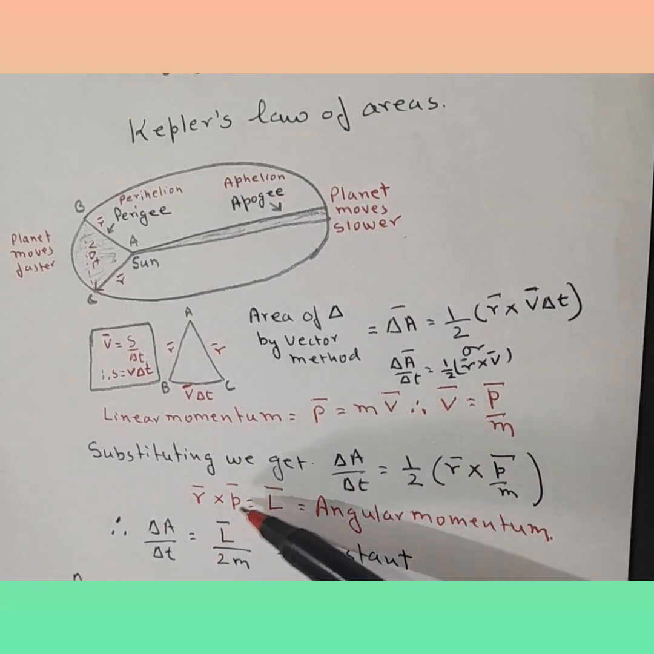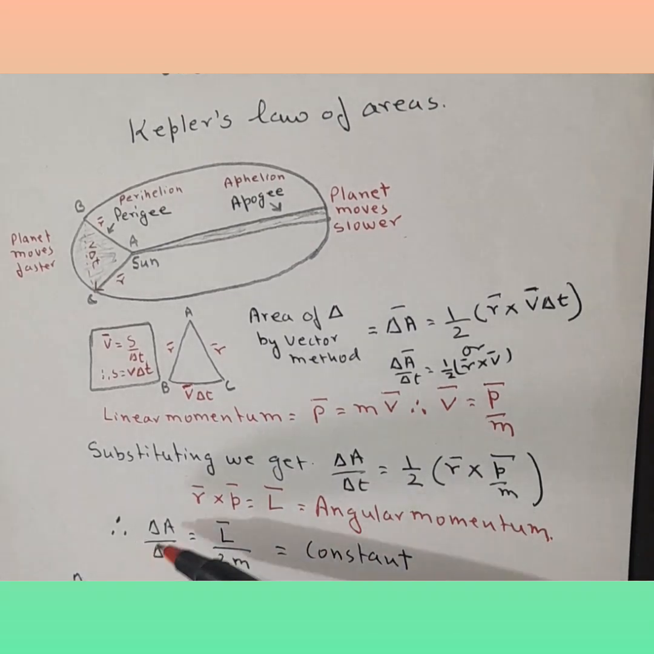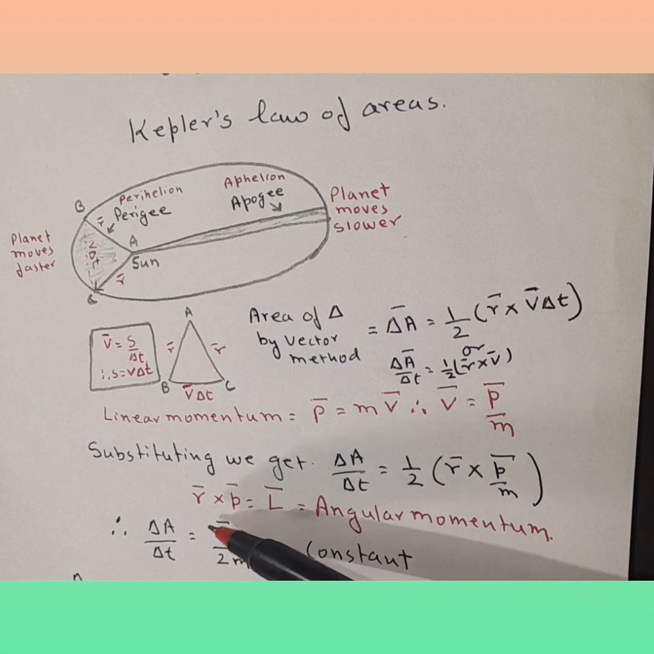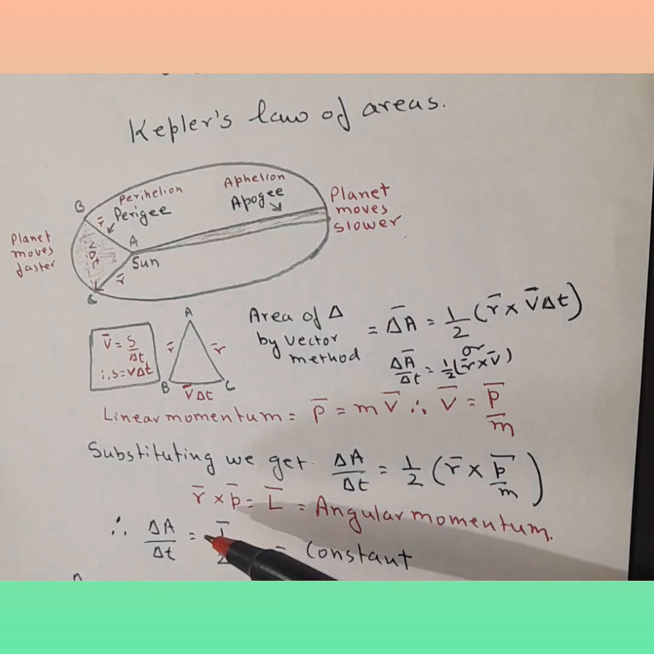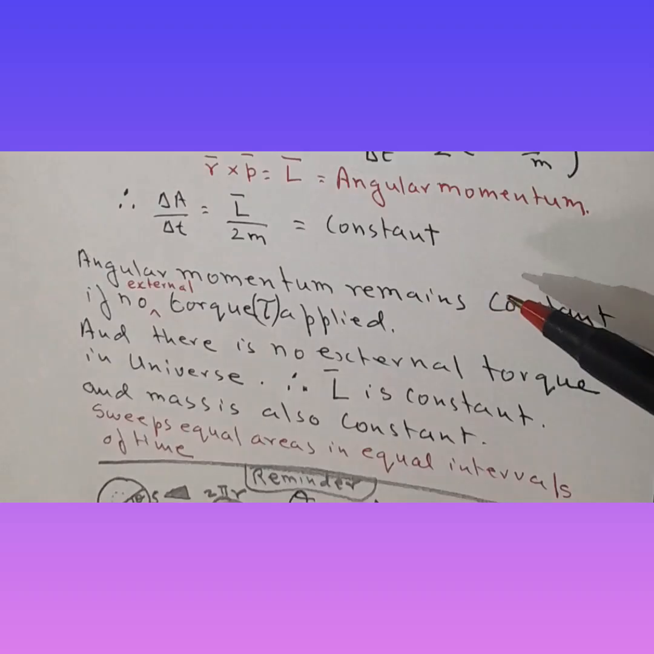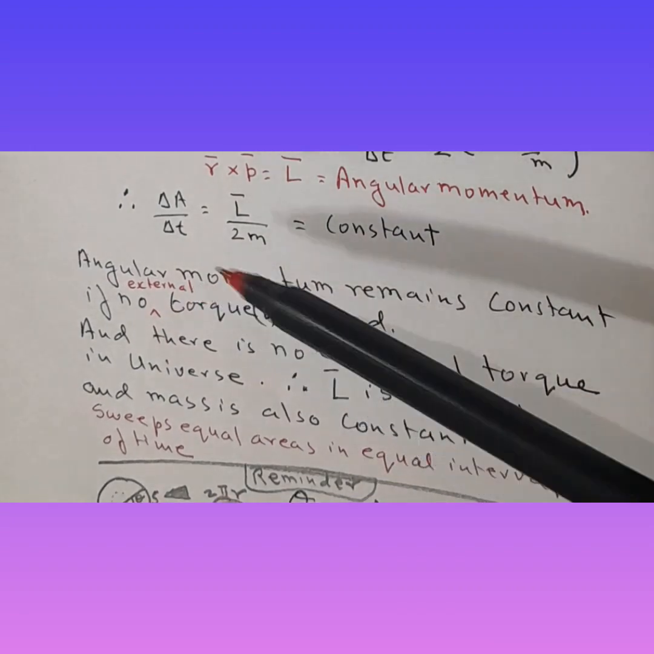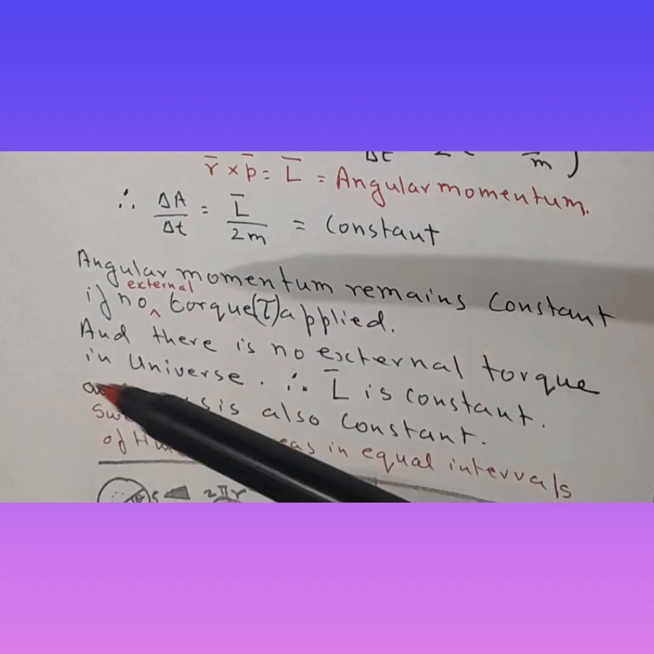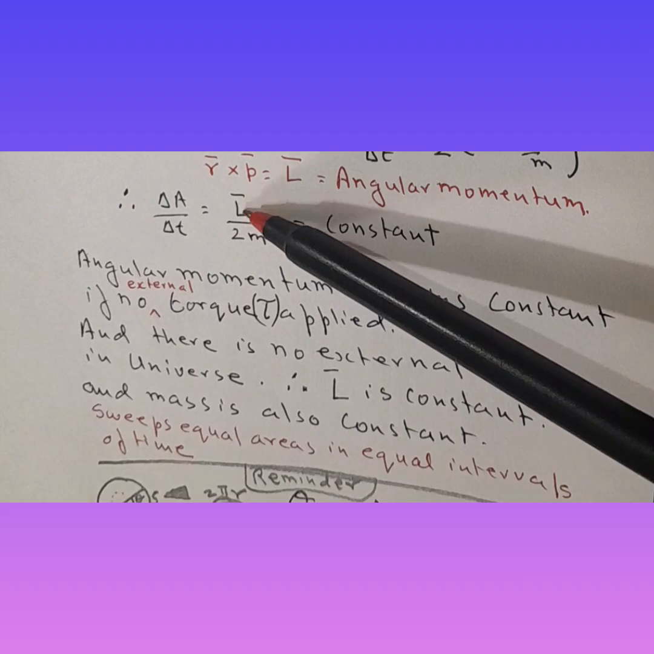Now again we also know R cross P is angular momentum. So del A over del T is equal to, and symbol for angular momentum is L, so vector L upon 2 into M. Alright. Now M we know is constant. Mass is constant. And angular momentum remains constant if no external torque tau is applied. And there is no external torque in universe. Therefore, L remains constant. So this is constant and this is constant.